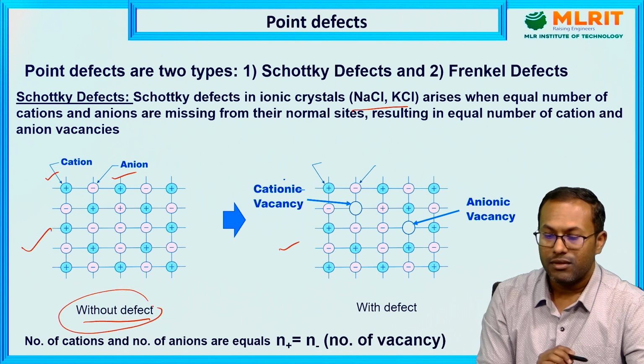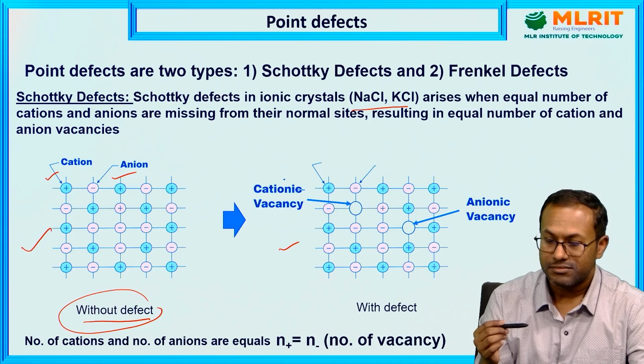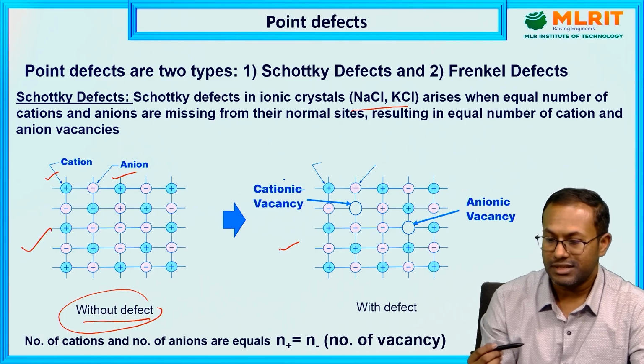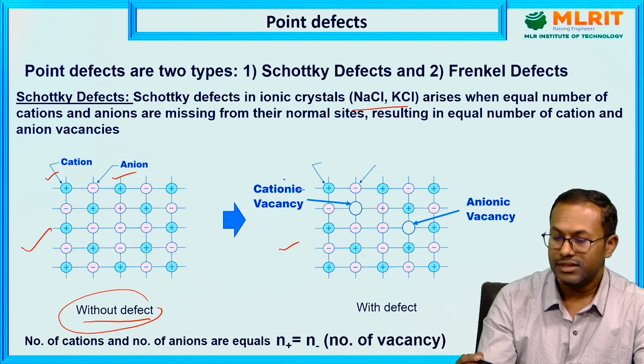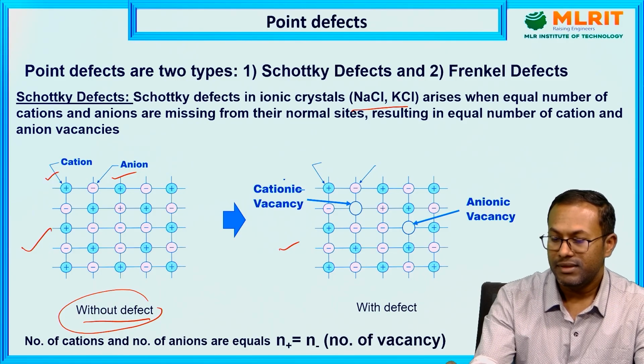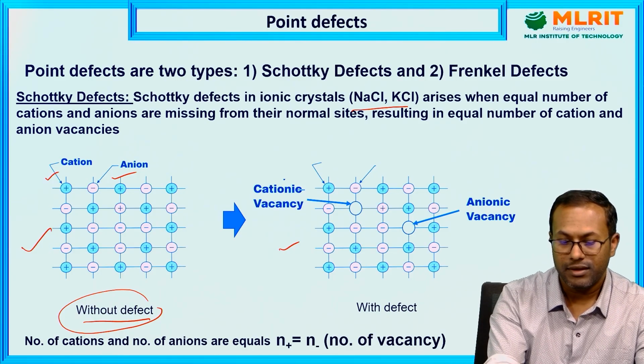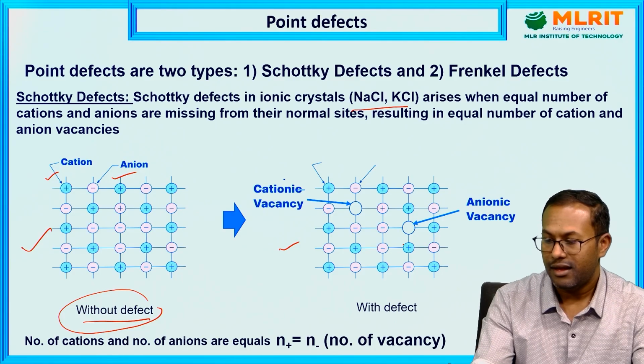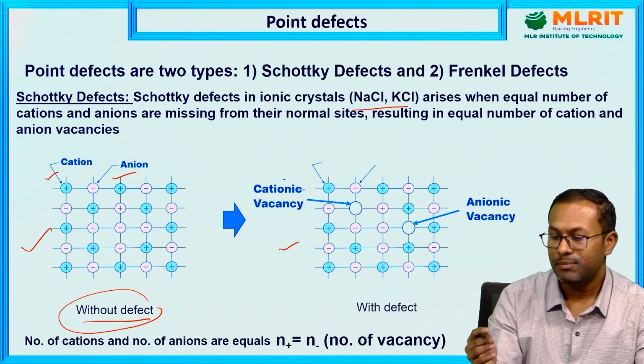Now what is the Schottky defect? What is the defect here? In this case, a Schottky defect means there is a missing of one cation as well as one anion. So it is a paired missing.